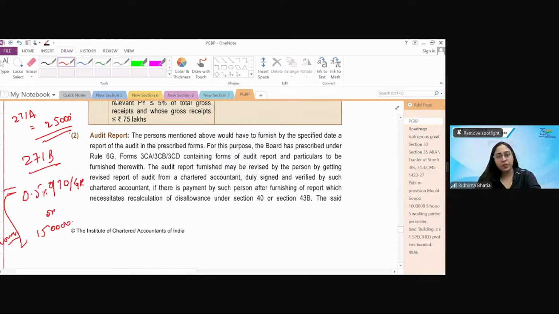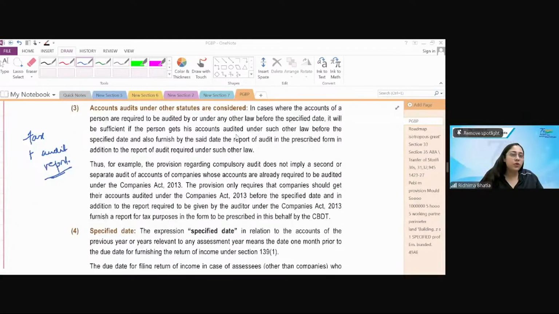Last point, which is very important here, is that if you are required to be audited under any other act, suppose I am a company SSA. Company SSA के लिए company audit is mandatory जहाँ पे. So then with the audit, with the tax audit, the audit report would also go as an annexure. ठीक है? With the tax audit, the audit report would also go.